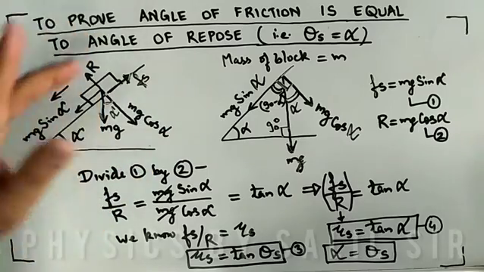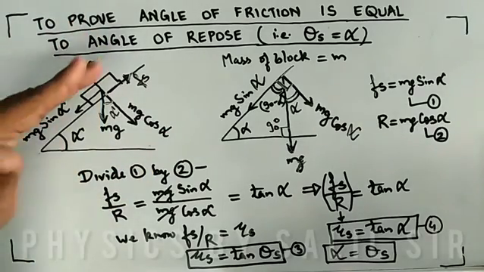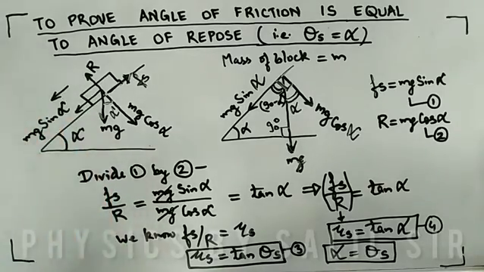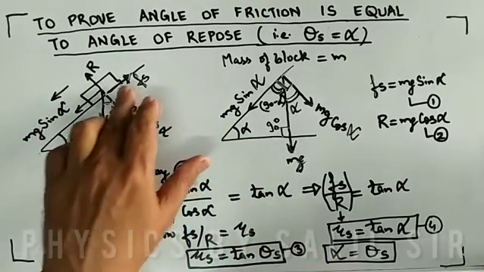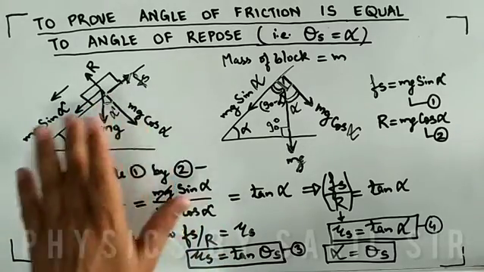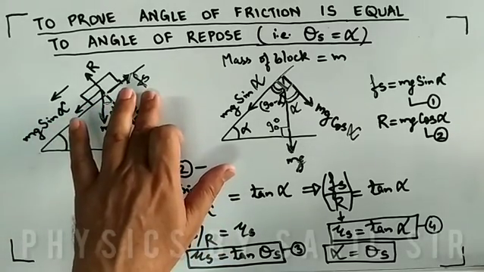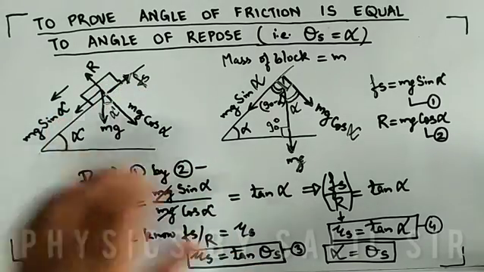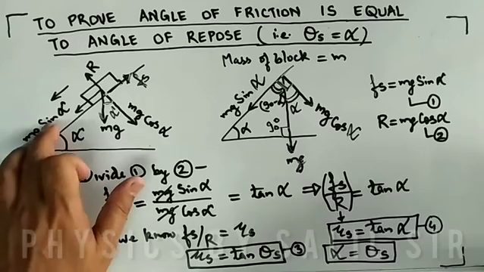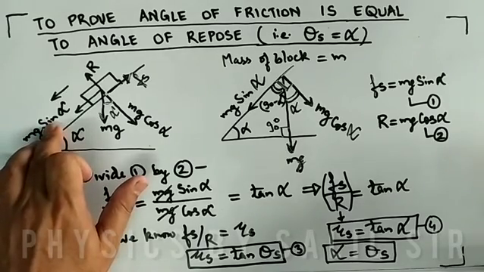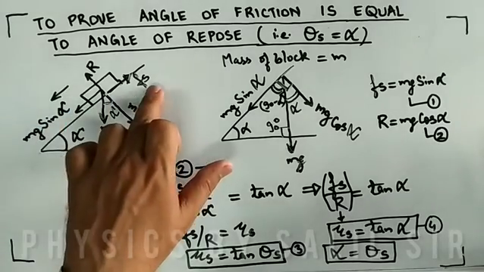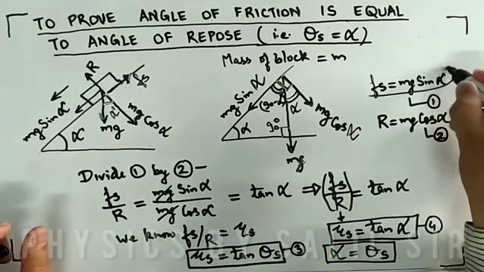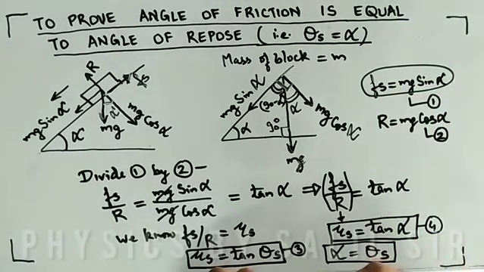Now see this, when the block starts moving down the inclined plane by the action of this mg sin alpha, there is another force to resist this motion of the block in the downward direction, and that force is the frictional force, represented by Fs. So mg sin alpha at least should be equal to Fs. That's why I have written equation number 1: Fs is equal to mg sin alpha.